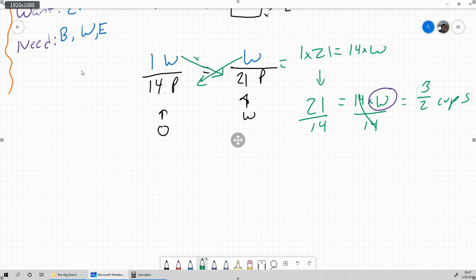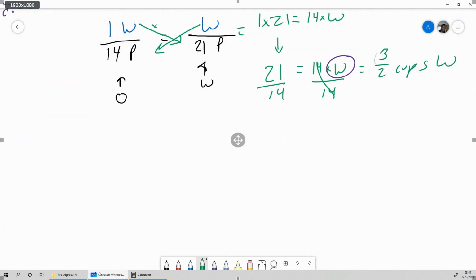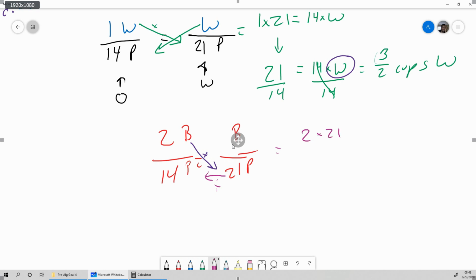Looking at it from Bisquick, or even eggs, they're both 2, this really boils down to the following. If I have 2 cups of Bisquick for 14 pancakes, how much Bisquick do I have for 21 pancakes? It really just boils down to this times this. Then I'm going to divide it by that. Again, the two numbers diagonal from each other get multiplied. You divide by the loose number. So 2 times 21 divided by 14. 2 times 21 is 42.